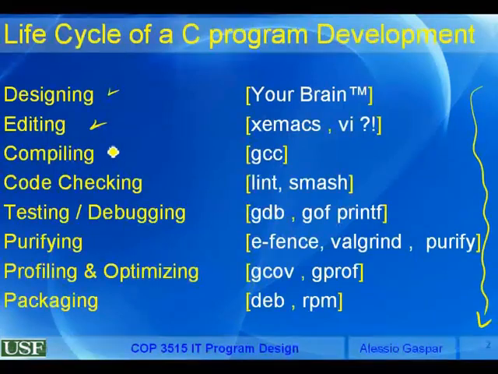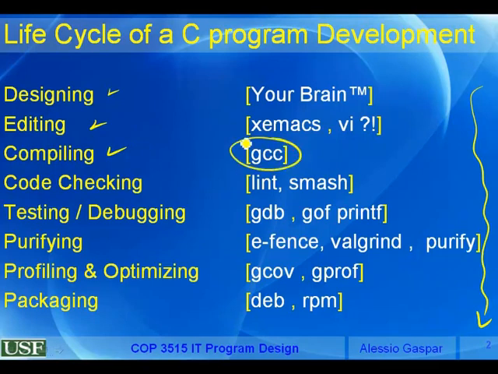Then the next step is compiling. Once you have typed the code that you wanted to implement, the design that you thought of, then there are other tools that come to the rescue. Those tools are compilers or compiler suites. In our case we use GCC. GCC is going to take the plain text that you typed with your editor and attempt to generate machine language, an executable from it, a program that can run.